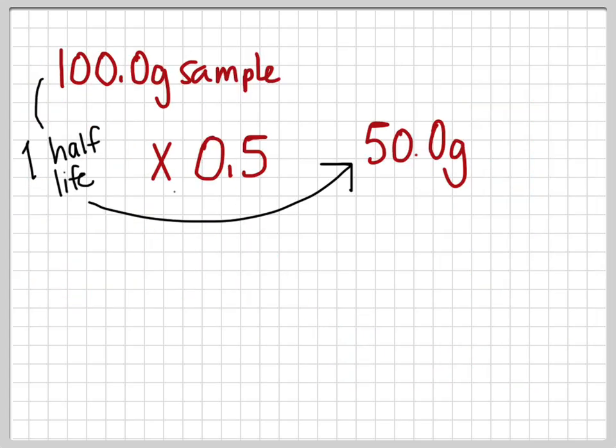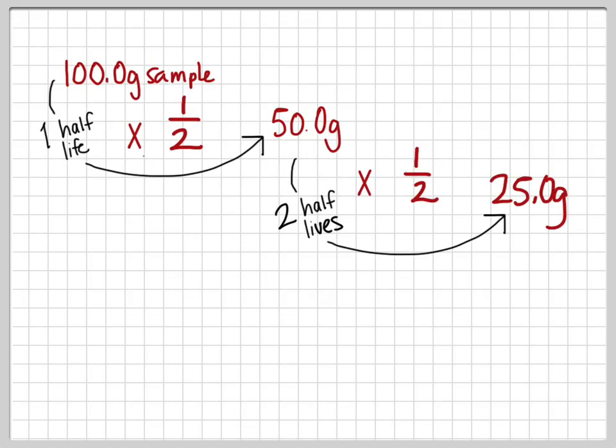Well, you understand that when we've got that 100 gram sample, the first thing we're going to do is multiply by 0.5, or if you prefer, we could say 1/2. Now, that's the first half-life's worth of decay. After a second half-life, we've multiplied by 1/2 again. So if we started with a 100 gram sample, after 1 half-life we had 50 grams, after 2 half-lives we have 25 grams. Let's show that in a slightly more mathematically correct way.